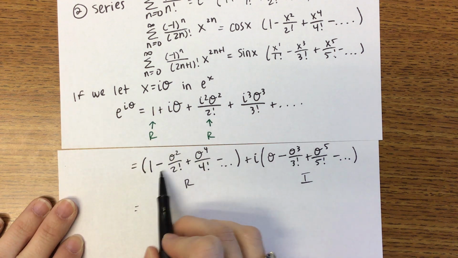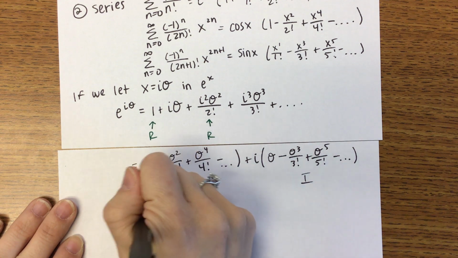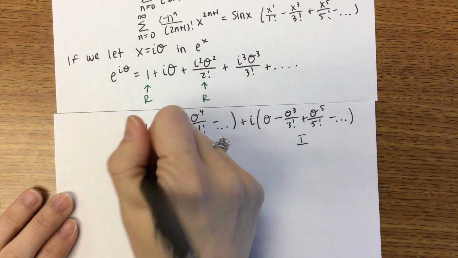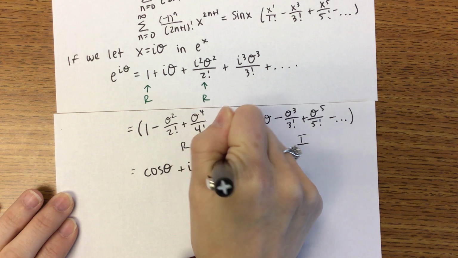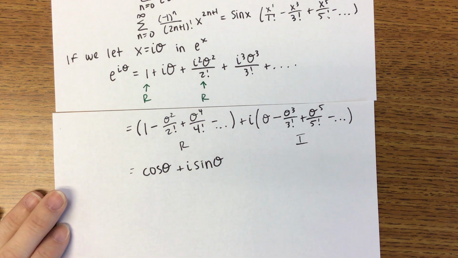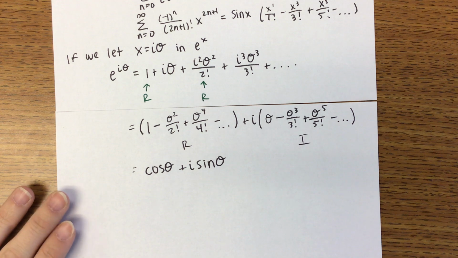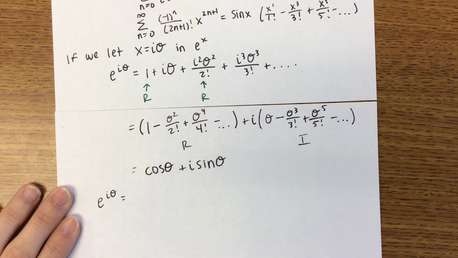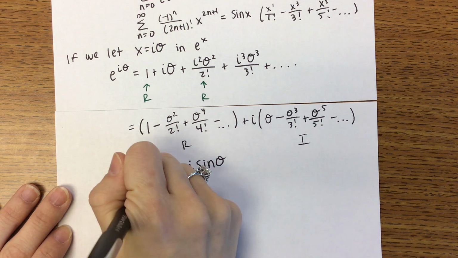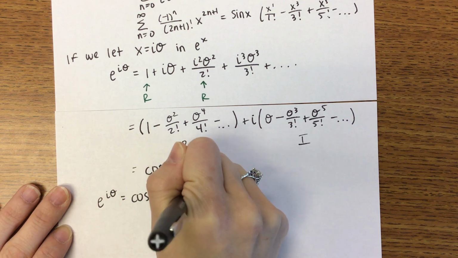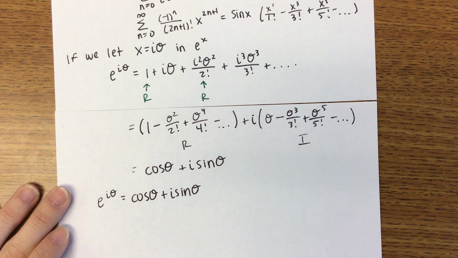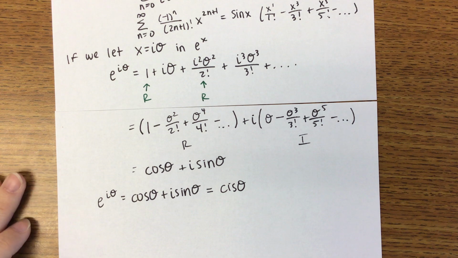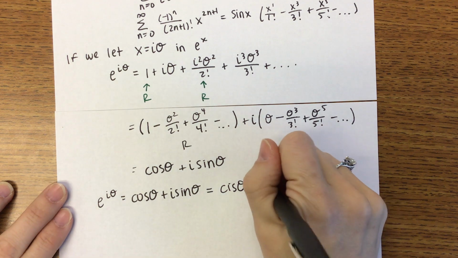This first part, all the real terms, that's the series for cosine of theta. The second one is the series for sine of theta. Okay, so what does that tell us? That tells us that e to the i theta, another way to write that is cosine of theta plus i times sine of theta, which we already said before we abbreviate as cis theta. This is a very famous equation. It's called Euler's formula.